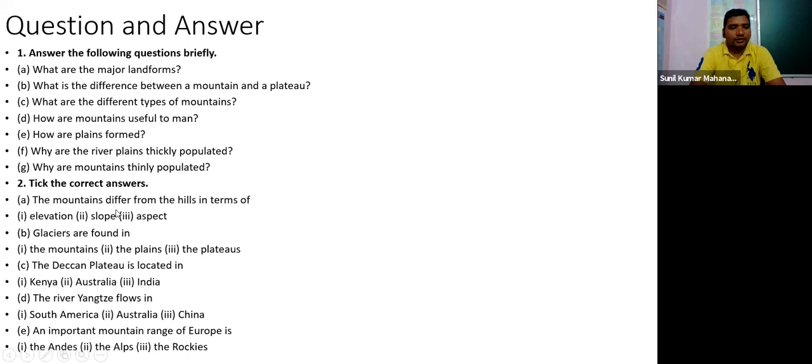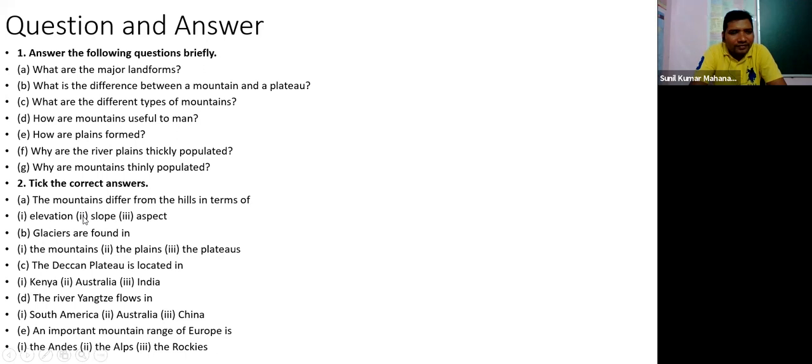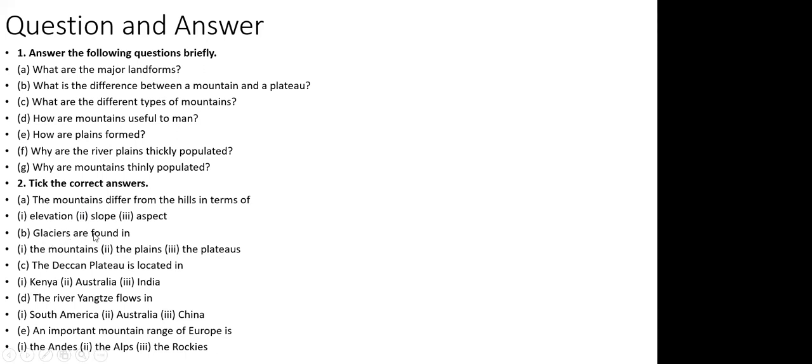Then the question: mountains differ from hills in terms of what? Mountains differ from hills in terms of elevation, right? Glaciers are found in the mountains. The Deccan Plateau is located in India. The river Yangtze flows in China, I guess.